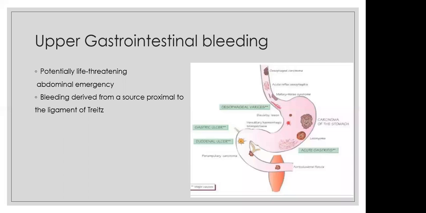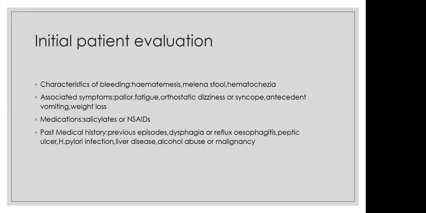Gastrointestinal bleeding is a potentially life-threatening abdominal emergency. Gastrointestinal bleeding as a whole is divided into upper versus lower gastrointestinal bleeding. The upper is any bleeding derived from a source proximal to the ligament of Treitz, which correlates anatomically up until the proximal 2/3 of the duodenum. So this is basically an approach to upper gastrointestinal bleeding.